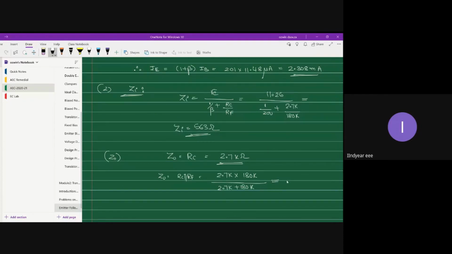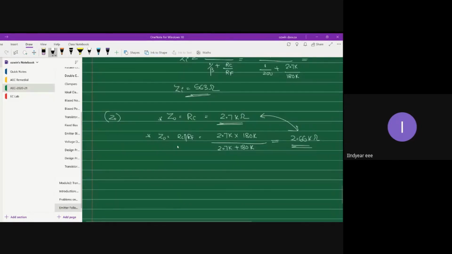So that's 2.66 kilo. So this is what I was telling you. Very close to each other, 2.7 and 2.6K. It doesn't matter. Either you take this expression or this expression. So that's your Z0.